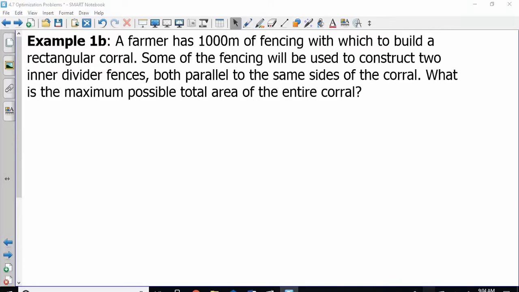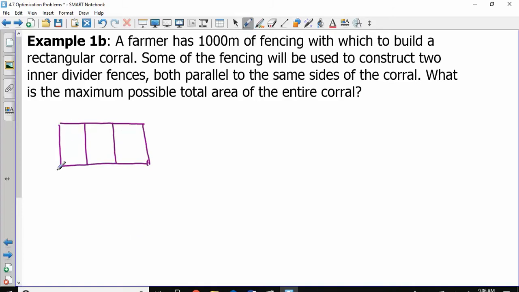Okay. Go ahead and try that problem. So we are building a rectangular corral. So we need a rectangle. I think everybody has that. But then I'm going to break it up. Some of the fence is going to make two inner divider fences, both parallel to the same sides of the corral. So I have two fences in here breaking it up. Doesn't matter which way they go, they just have to be parallel to each other. So something like that.